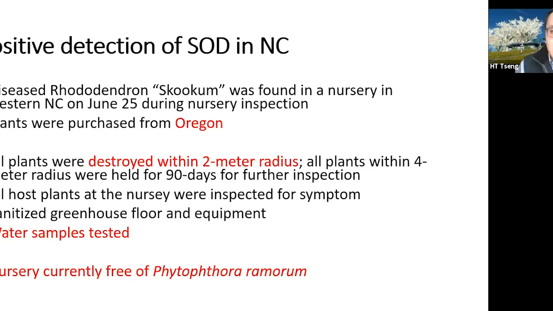We decided on this 2-meter radius based on the pathogen's biology, right? We mentioned that it spreads mainly through irrigation and overhead watering. So that 2-meter radius is a crucial distance for that splash dissemination. Everything within 2 meters was destroyed, and all the plants within a 4-meter radius were held for 90 days for further inspection.